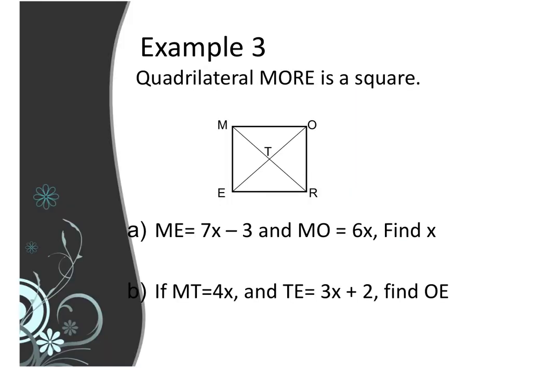Okay, quadrilateral MORE is a square. MORE is a square, okay? So all the properties of rhombuses and of rectangles apply here, okay? If ME is 7x minus 3 and MO equals 6x, how can we find x?